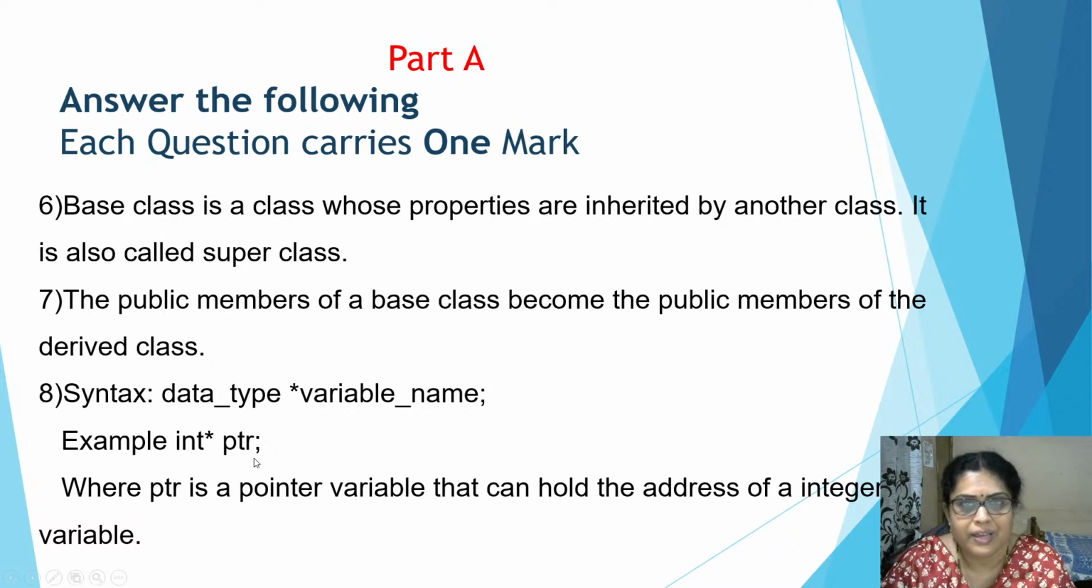You have to say int star ptr, where ptr is a pointer variable that can hold the address of an integer variable. So here this is called an indirection operator. So this is known as an indirection operator.